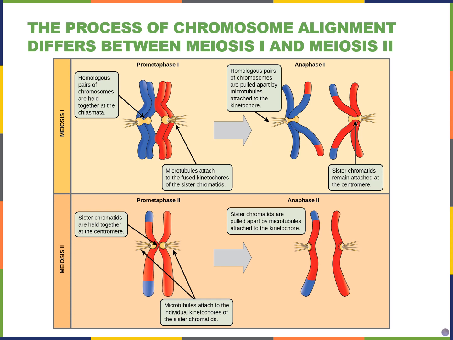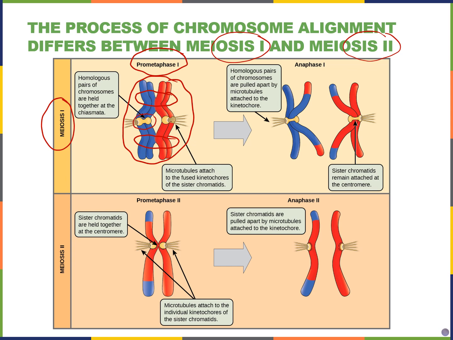Our book does a nice job showing how the spindle fibers, those microtubules, attach to our chromosomes differently in meiosis 1 compared to meiosis 2. So let's look at meiosis 1. This is prometaphase 1. Remember, in prometaphase 1, our homologous chromosomes are still attached at those chiasmata. And I can see the yellow centromeres. And I can see the spindle fibers attached to the kinetochores right there. In anaphase 1, the spindle fibers, when they shorten, will pull apart the homologous chromosomes. So homologous chromosomes are separated during anaphase 1, and you can see those chiasmata are pulled apart and the tetrads no longer exist because they're pulled apart.